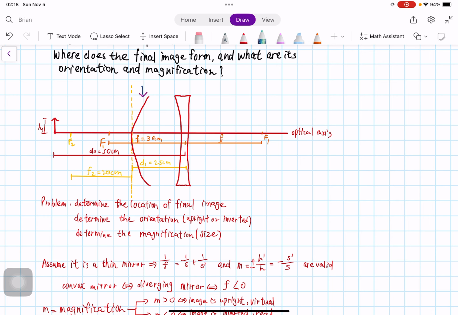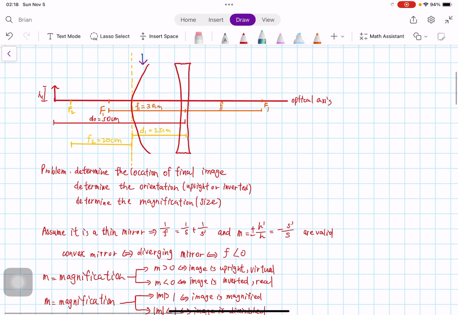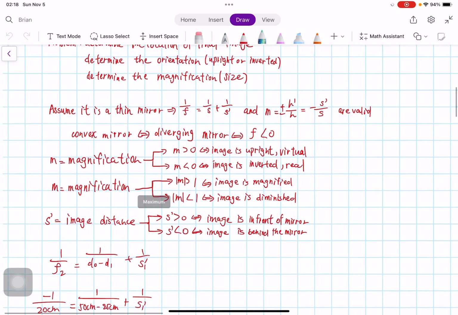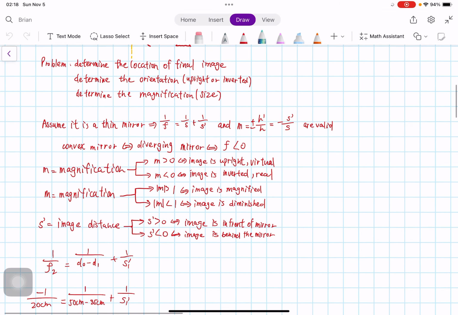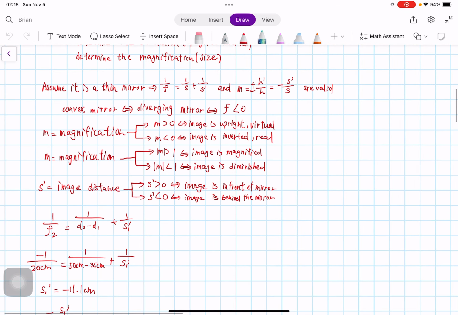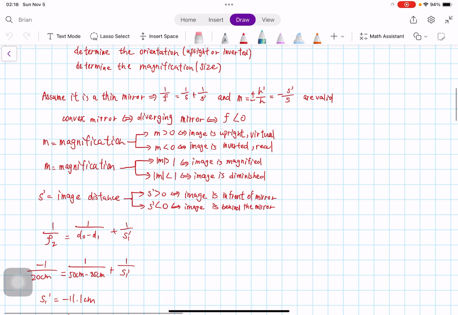equations are valid. Sorry. So a convex mirror is a diverging mirror, so the focal length should be less than 0. And the magnification works for both convex and concave mirrors or lenses, so I'm not going to stress about it. But the image distance, when it is greater than 0, then the image will form in front of the mirror. But if the image distance is less than 0, then the image will form behind the mirror.